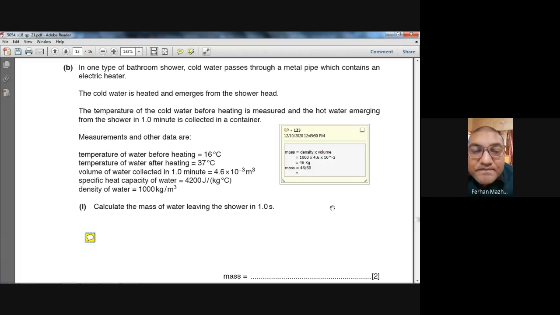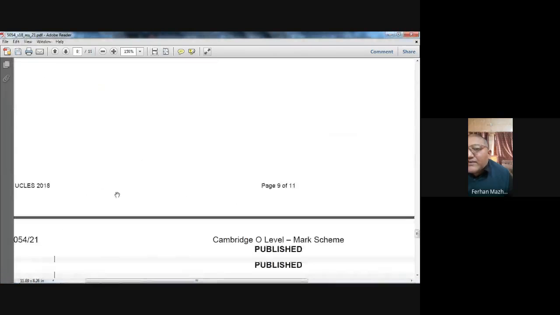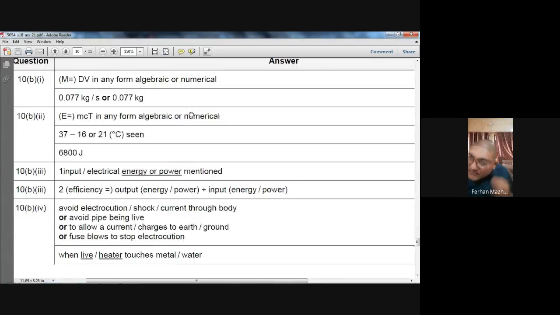4.6 divided by 60. Are we getting the answer? 0.076 kg. Yes, okay, so that's the answer. Let me check this answer from the marking scheme, to make sure that our answers are good. Yeah, it looks like our answer is right.